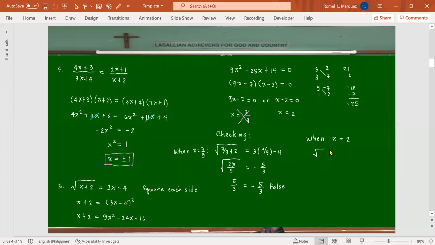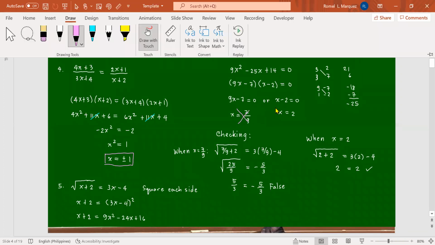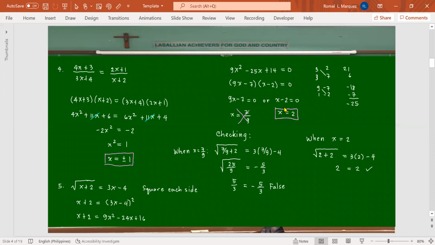So we substitute to the radical. So we have this x. So we now have 2 plus 2 is equal to 3 times 2 minus 4. 6 minus 4 is 2. What is the square root of 4? 2. Check, na? So there is only one root. And that is x equals 2. Okay, guys? Is that clear? Yes, clear, po.